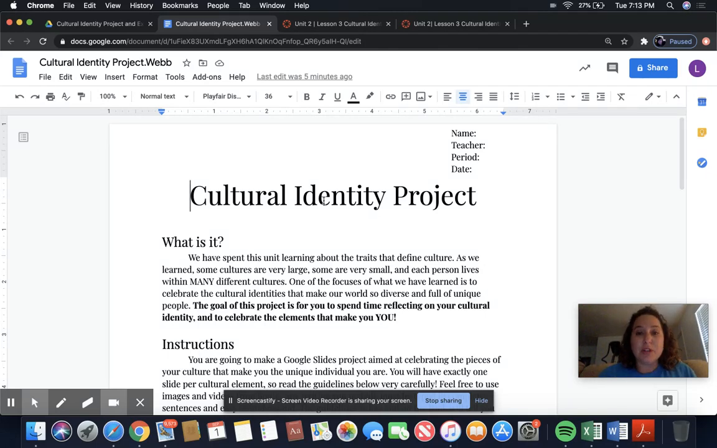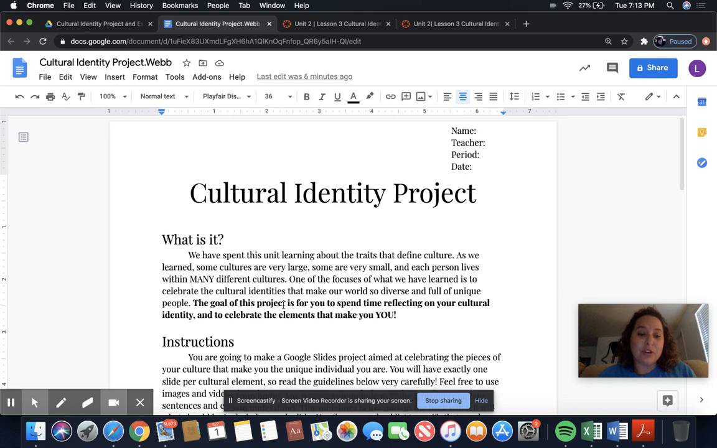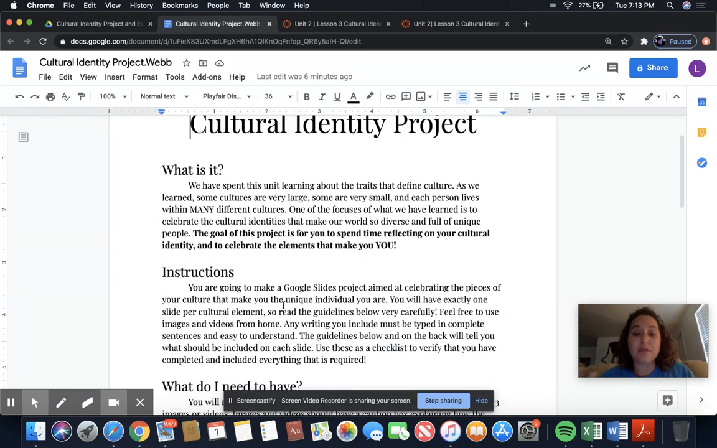Well, we've spent this unit learning about culture identities. We've been learning about the elements of culture. And so right now I want to know about your culture. So these are the traits that define your culture, right? We have learned about many cultures. One of the focus we've learned is to celebrate the culture identities that make our world so diverse and full of unique people. The goal of this project is for you to spend time reflecting on your cultural identity and to celebrate the elements of what makes you, you. So that's what I want you to do. I want you to take some time, dig deep, and tell me about you. Tell me about your family.